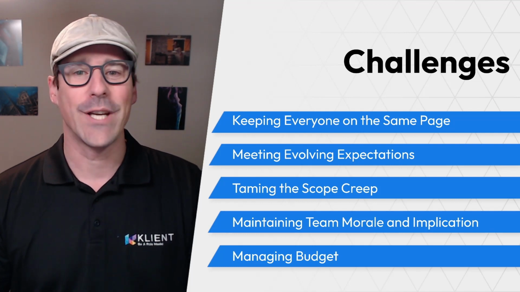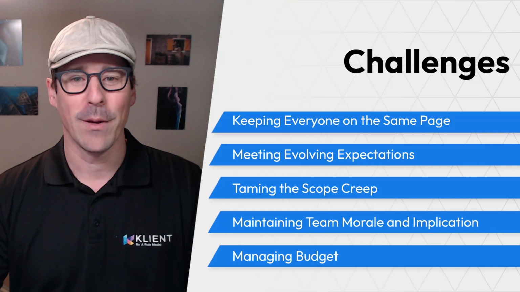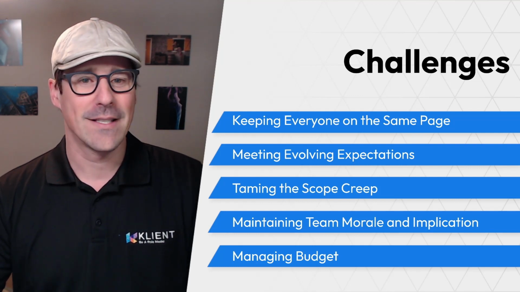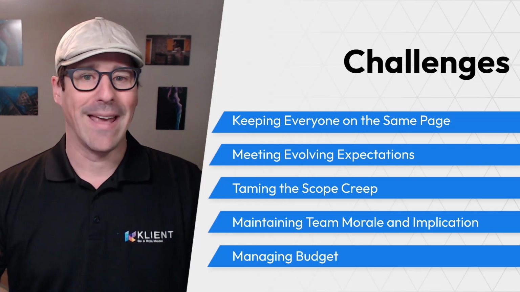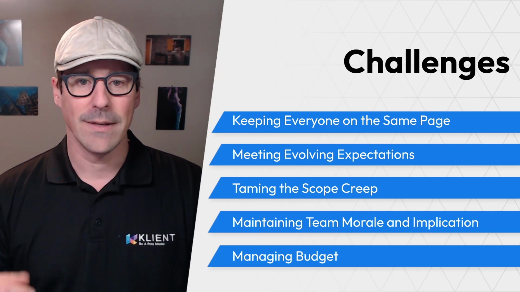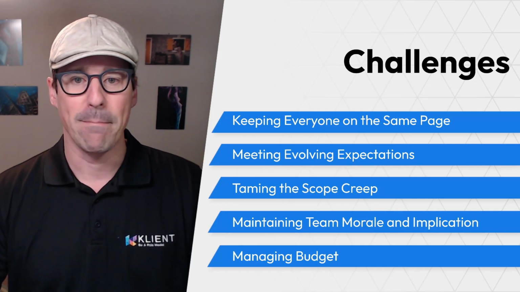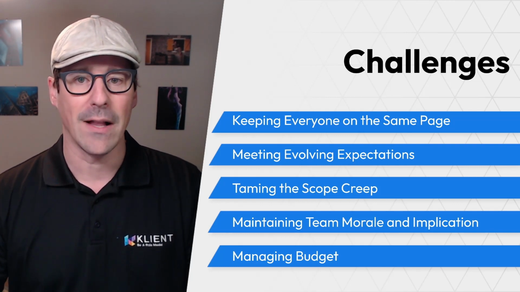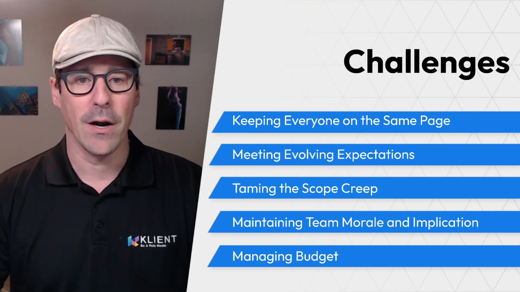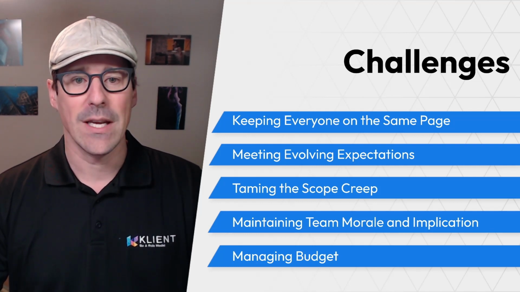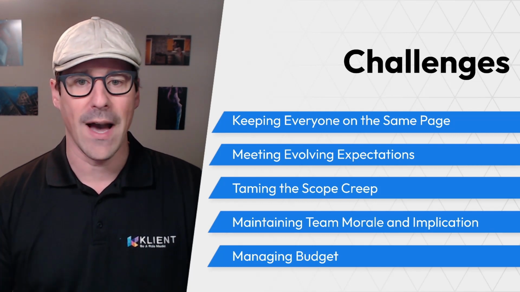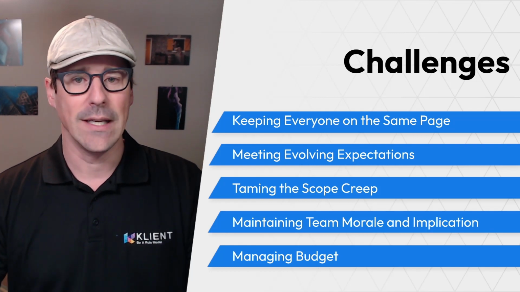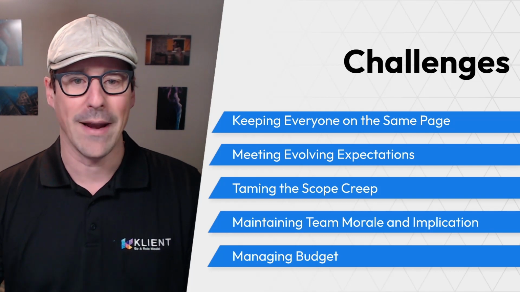Taming he who shall not be named, aka scope creep, is also a big challenge. This could derail timelines and budget if we're not monitoring correctly. Maintaining team morale is another one. If we're not sending regular updates, the team members might feel disconnected or undervalued, so you want to keep that part of your routine. Managing the budget, we all know that it is crucial. If we're not providing transparent updates, it could lead to bad surprises that no one likes to manage.